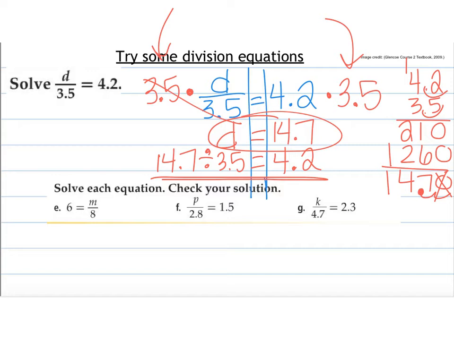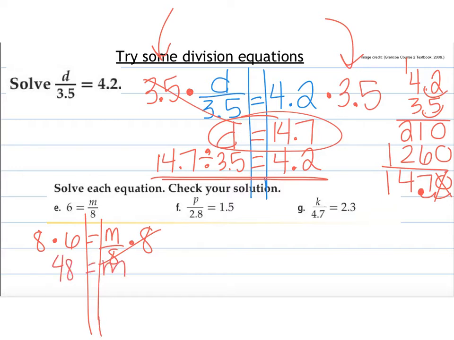All right, 6 equals m over 8. So I'm going to multiply both sides by 8. That cancels out. 8 times 6 is 48. Leaves me with m. Flip it. And now let's rewrite it. 6 equals 48 over 8, which does equal 6, so m equals 48.